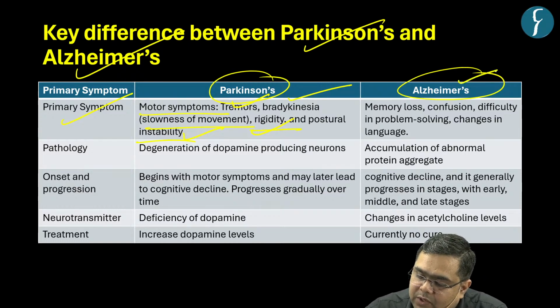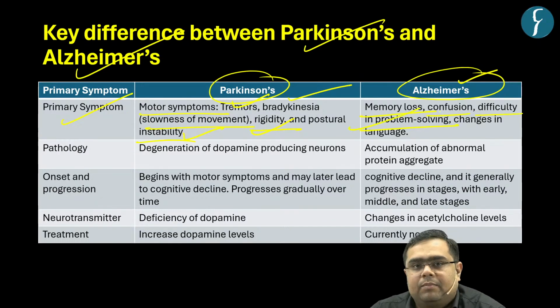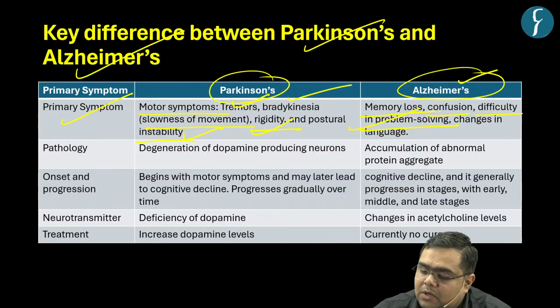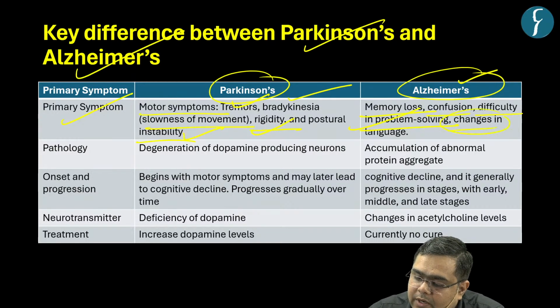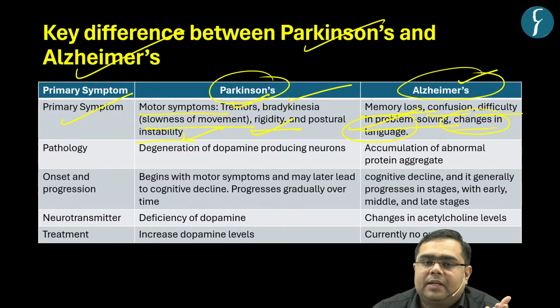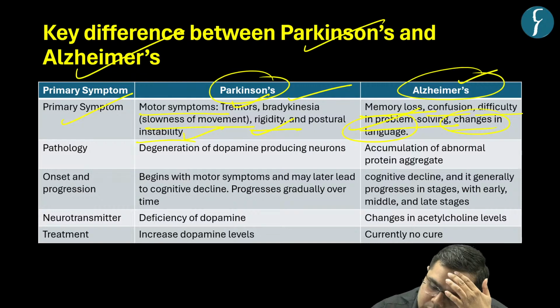Whereas if we talk about Alzheimer's, it leads to memory loss, confusion, and difficulty in problem solving. Basic problem solving skills get reduced, and it also leads to a change in language. They are not able to formulate words that easily, and their word-formulating faculties get impaired, so they are not able to formulate the right words, right?